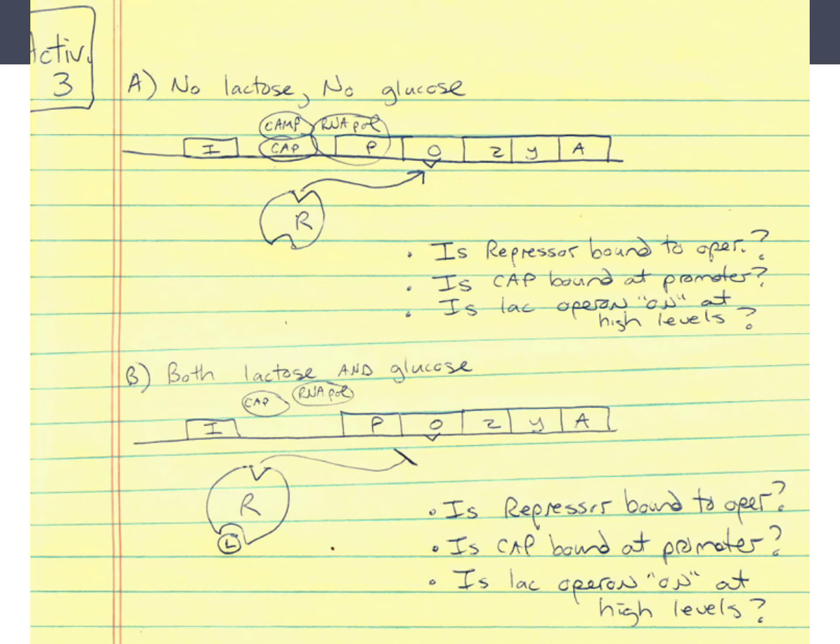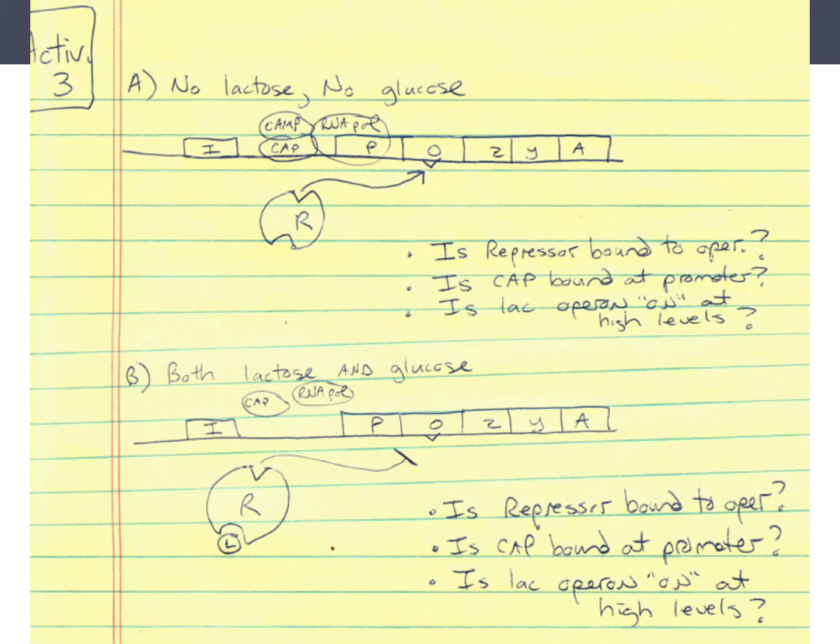First scenario, no lactose, no glucose. Because we have no lactose, that means our repressor molecule, encoded by lac I, can bind at the operator. Because there's no glucose, we have high levels of cyclic AMP, forming a complex with the CAP protein, which is recruiting RNA polymerase efficiently to the promoter, and that means transcription will happen. So is the repressor bound to the operator? Oops, yes. So that actually means that despite the fact that cyclic AMP and CAP are trying to recruit RNA polymerase here, the repressor is going to trump that situation. And because the repressor is bound, the lac operon will not be on at high levels.